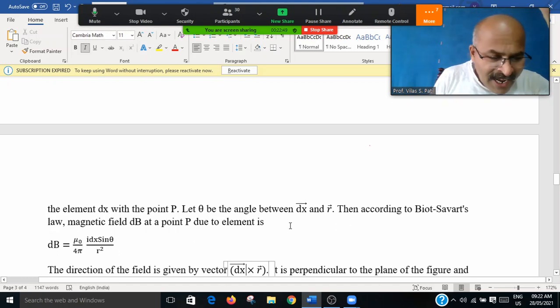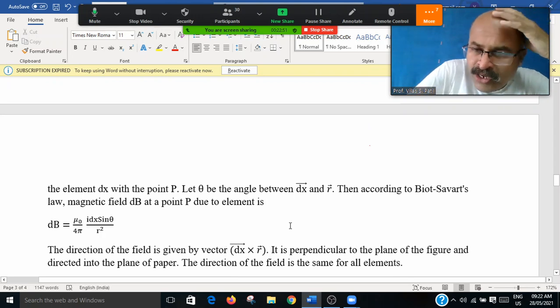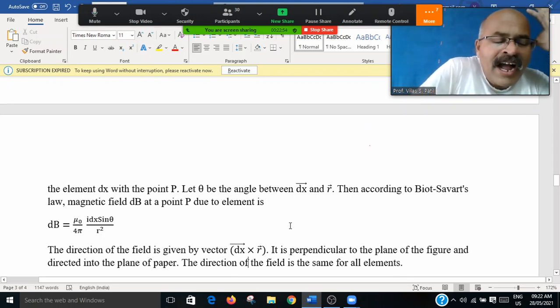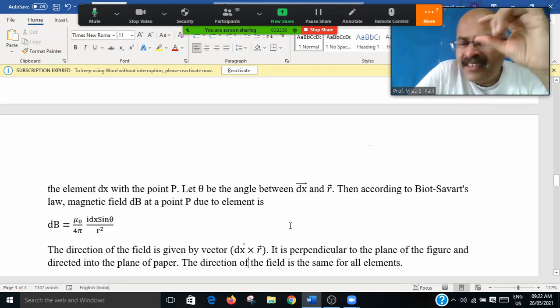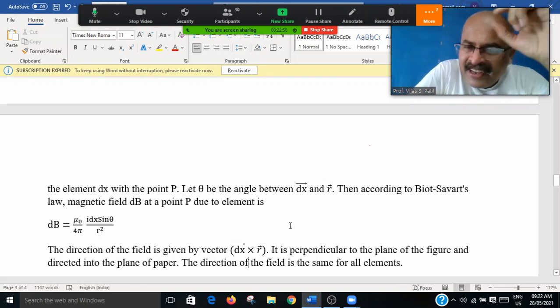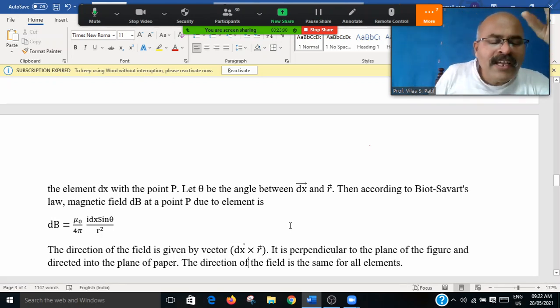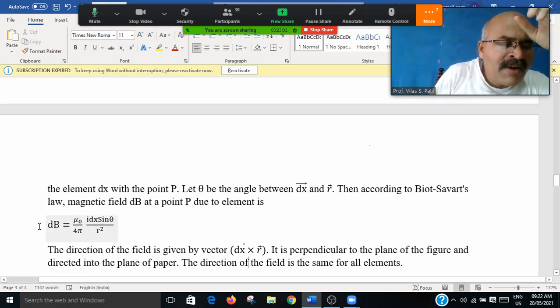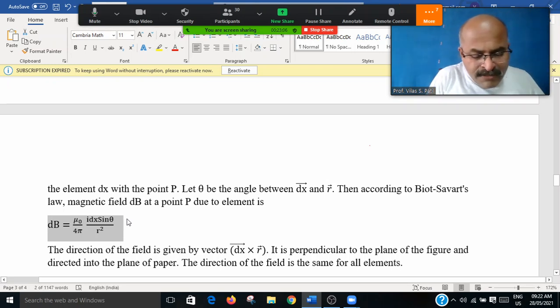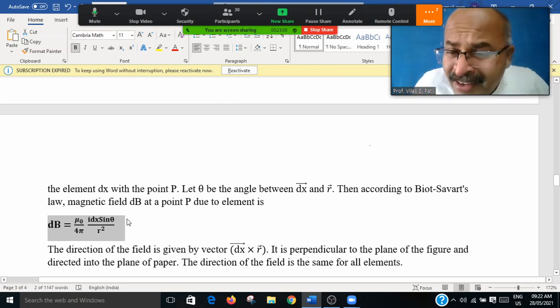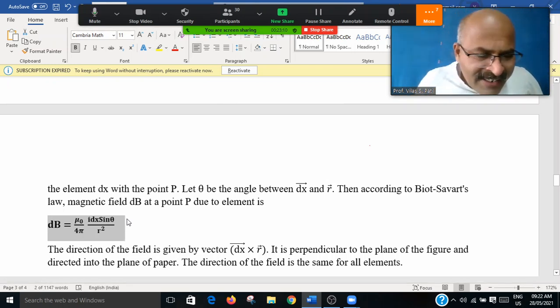बायोट अँड सावर्ट्स ला काय सांगतोय सांगा, dB is equal to mu 0 divided by 4 pi I, dl च्या ऐवजी इथं एलिमेंटची लेंथ dx घेतलेली आहे त्यामुळे dl च्या ऐवजी dx होत आहे आणि इंटू साइन थिटा डिवायडेड बाय आर स्क्वेअर. हे रिलेशन आपल्याला कशावरनं मिळालं, बायोट अँड सावर्ट्स लॉ, दॅट इज dB is equal to mu 0 divided by 4 pi I dx sin theta divided by r square.